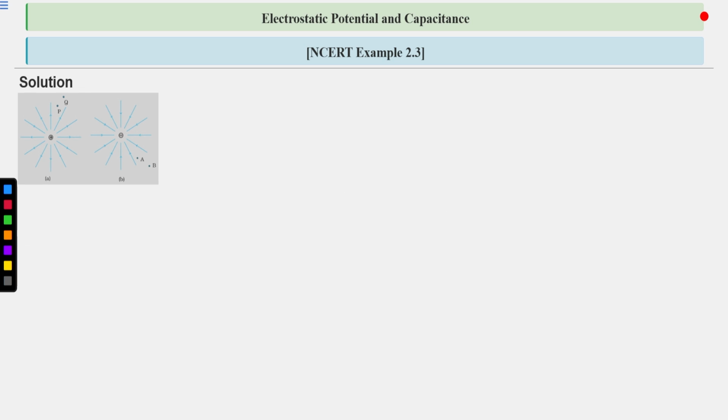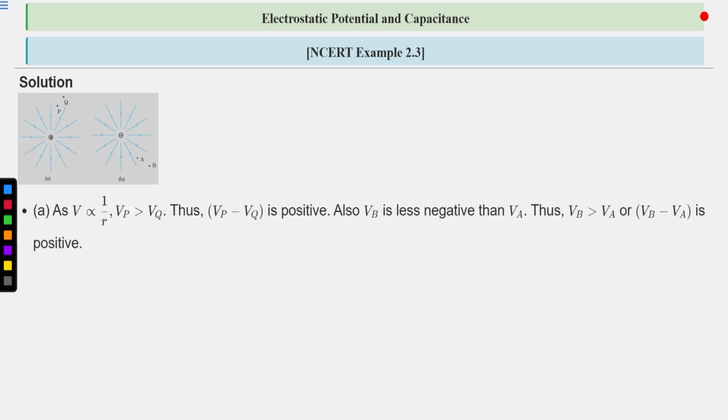Okay, this is the diagram again. First part. What was the first part? Give the sign of the potential difference Vp minus Vq. Now, we know that potential is inversely proportional to the distance from the charge. For a point charge, what is the variation of the potential with the distance? Potential is inversely proportional to R, because for a point charge, potential is equal to 1 by 4 pi epsilon naught Q by R.